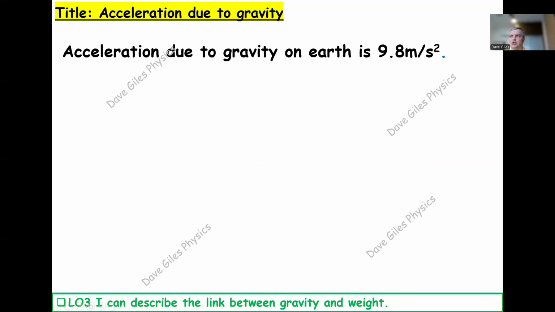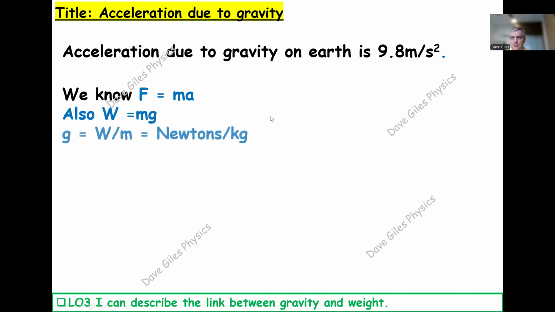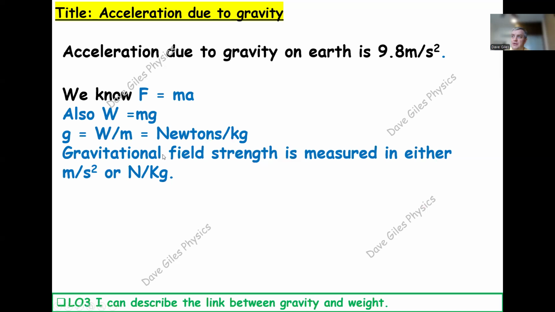So we know acceleration due to gravity on Earth is 9.8 meters per second squared. And I'm going to look at the link between gravity and weight now. So we know F equals ma. W is mg, so weight is mass times gravity or gravitational field strength. So g is W over m, in newtons per kilogram. But we also know it's acceleration. So gravitational field strength is measured either in meters per second squared, because it's acceleration, or newtons per kilogram. Both are acceptable.